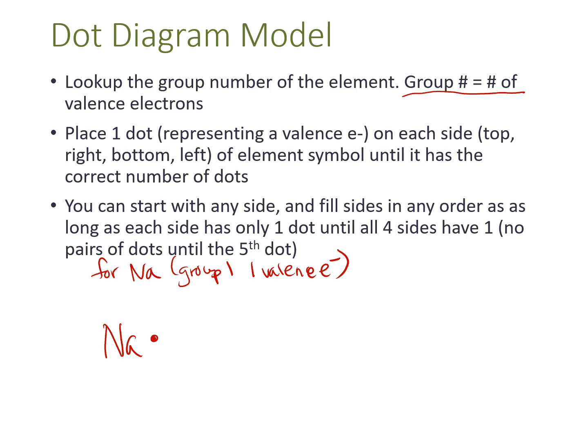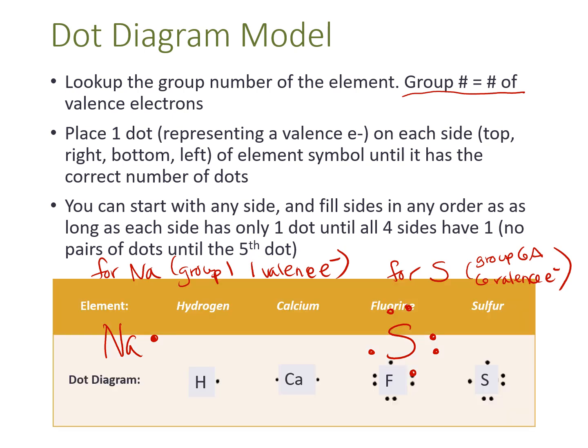And then let's do sulfur, which is in group 6. So it has 6 valence electrons. We put sulfur, again, 1, 2, 3, 4, 5, 6. Once again, it doesn't matter which side you start on and which direction you go, but you will end up with different variations. But what's important is that I have 2 sides that have 2 dots and the other 2 sides have just 1 dot. So these would be the proper dot diagrams. And we can see here some representative examples.